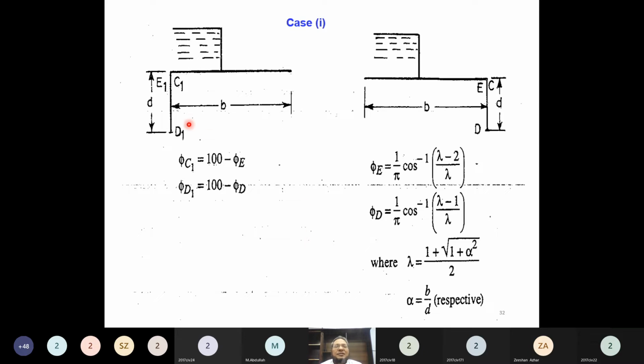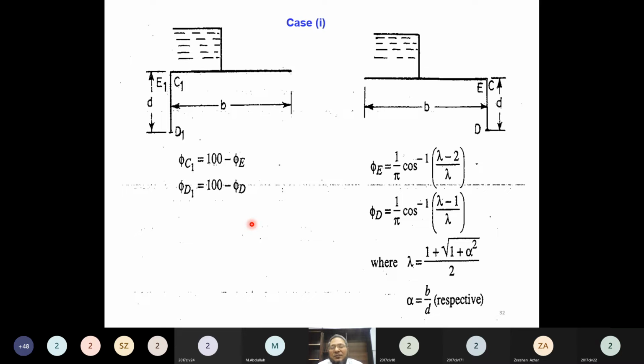Now how many are the points? How many points are there? And how will phi D come? Phi D will come as lambda minus 1 over lambda. So how many points are here? E1, D1, C1 are 3 points, and E, D and C are 3 points. And how many equations do you have? How many? 4. Why not 6? Brother, there are 6 points. We need the pressure heads at these 6 points.